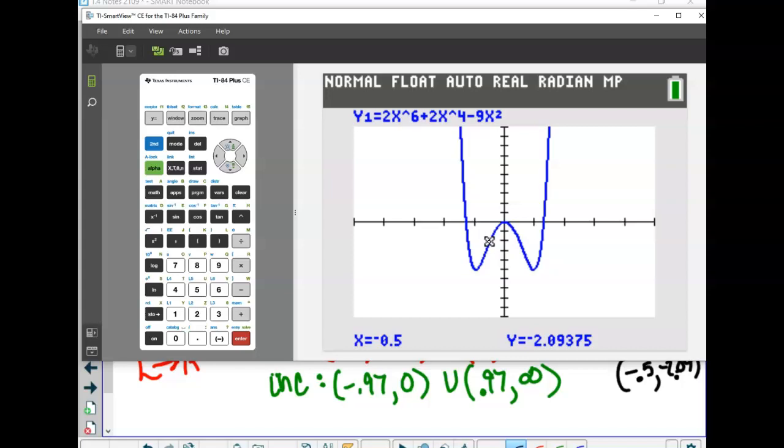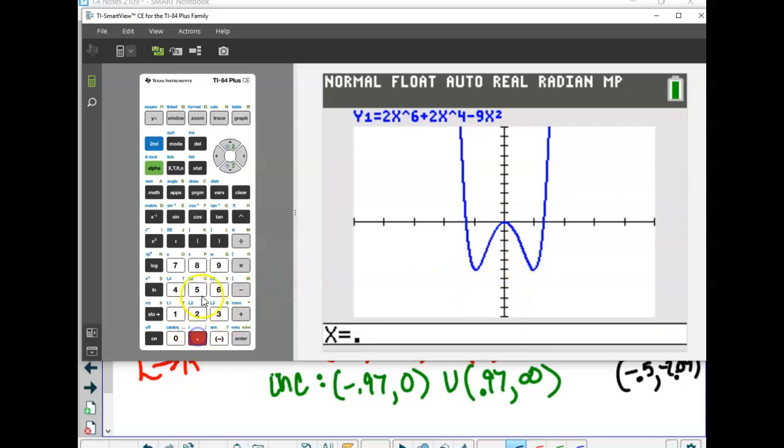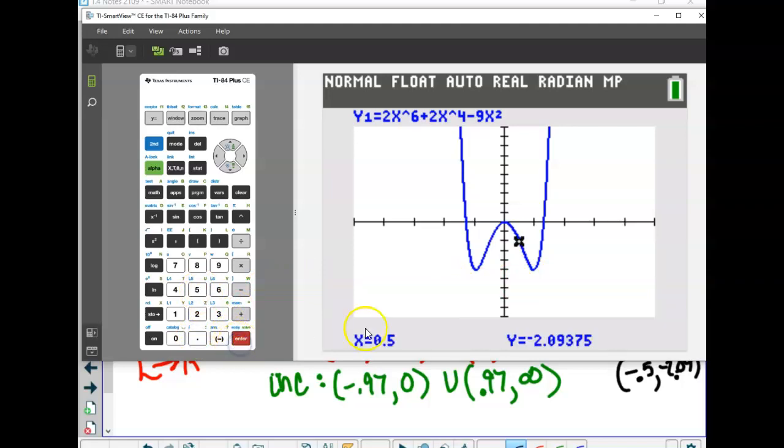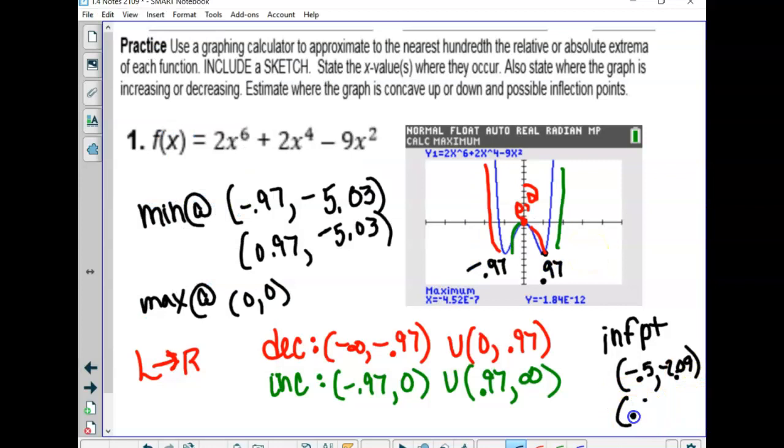And because it was somewhere between -1 and 0, we estimated -0.5. Typed it in and got -2.09. Now over here, guys, it goes from 0 to +1 almost, right? So can we try 0.5? If we type trace 0.5, we still get -2.09. So our other inflection point we are estimating is at +0.5, -2.09.